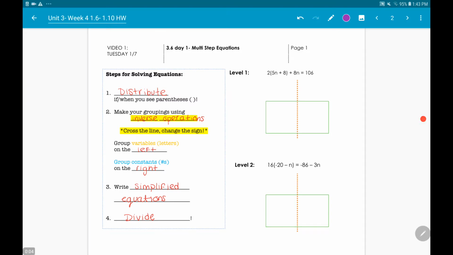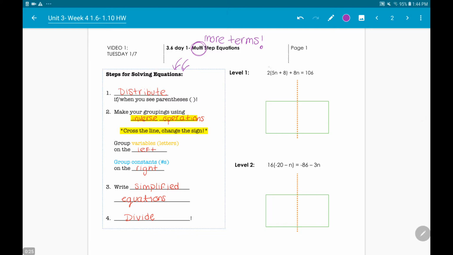This first video is on multi-step equations. Multi-step equations have the same exact steps, so I went ahead and filled those out for you. It's the same thing that we've been doing. Multi just means there's more terms. So it's the same exact process. We just need to be careful with what we're doing.